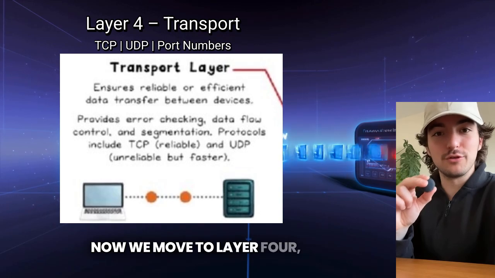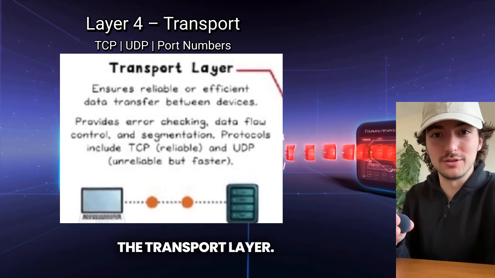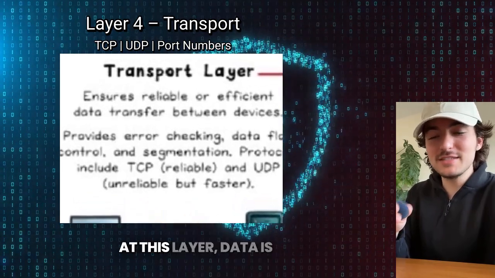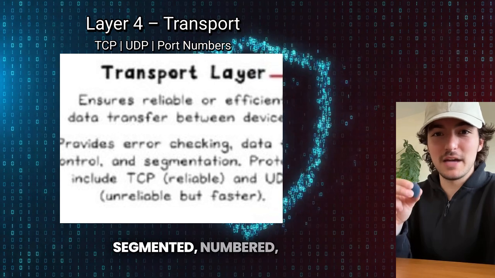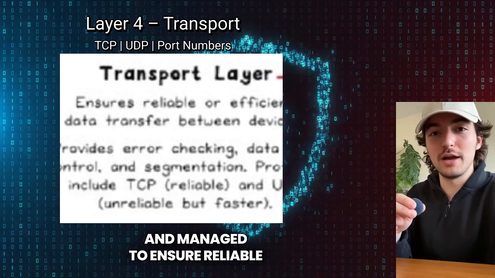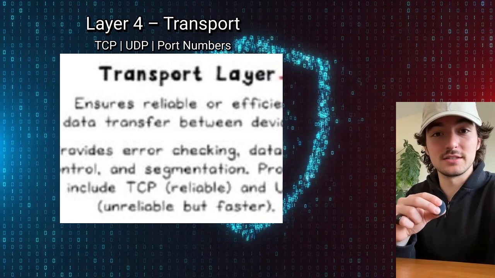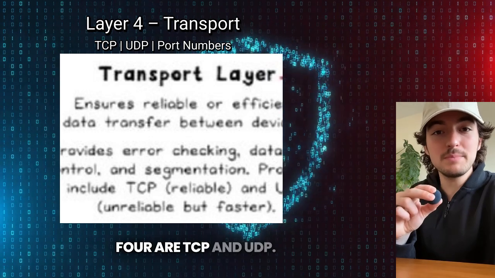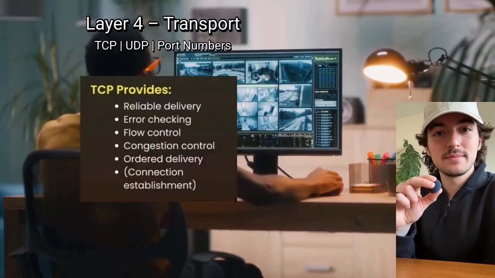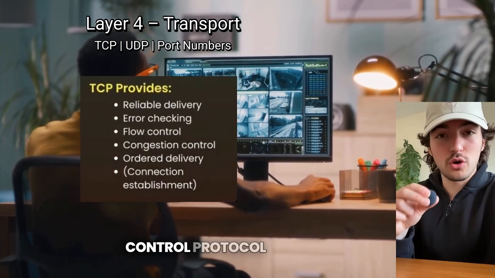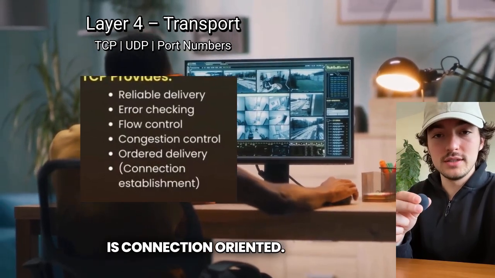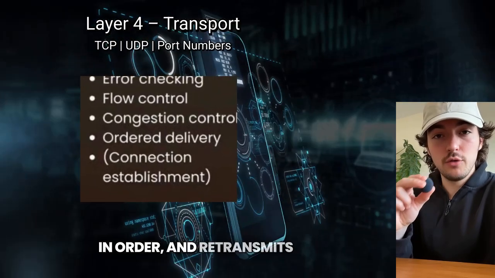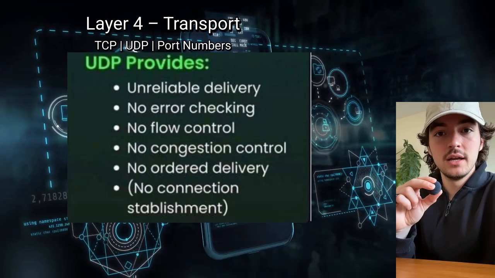Now we move to layer 4, the transport layer. This is where end-to-end communication control happens. At this layer, data is segmented, numbered, and managed to ensure reliable delivery between devices. The 2 most important protocols at layer 4 are TCP and UDP. TCP, Transmission Control Protocol, is connection-oriented. It establishes a session, ensures packets arrive in order, and retransmits missing data if necessary.